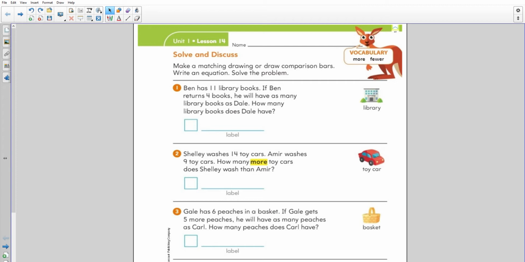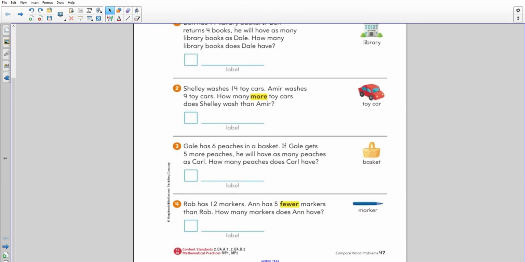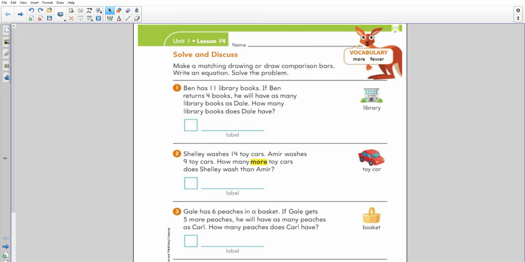Okay, today, boys and girls, we're going to be taking a look at some more comparison bar story problems. We worked on this last week. Comparison bars are used when you have two people that have the same thing, but one has more and the other has fewer. So if you would go ahead and turn to page 47 in your practice book, you'll find that today we're going to look at some practice problems together.